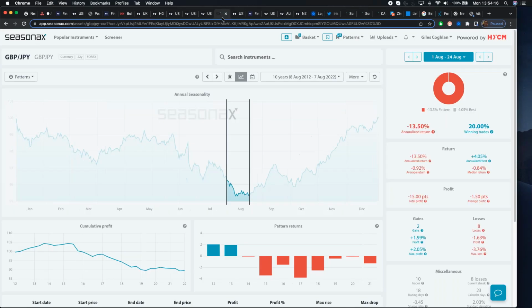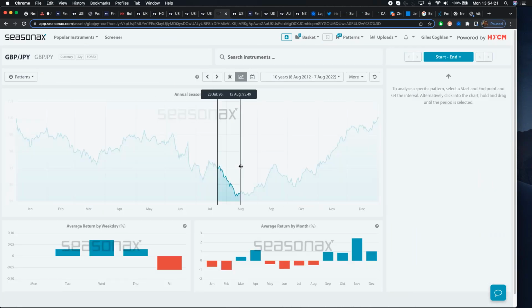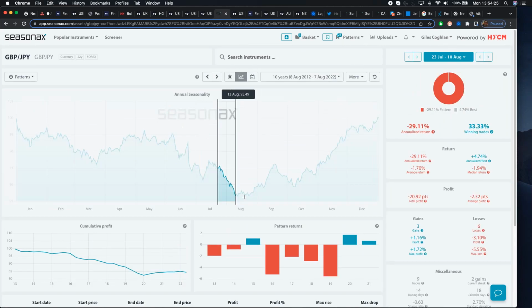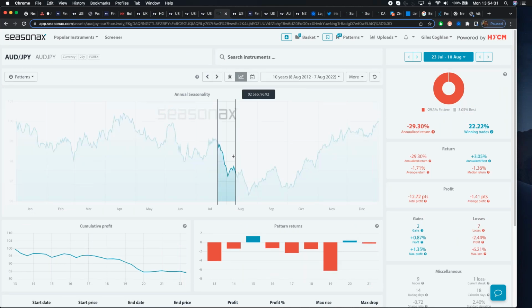Now, if you also notice the yen, you can see that the yen tends to see a period of seasonal strength around this time of the year. It's very strong, this yen seasonal strength. It's the same across yen pairs. You generally see yen strength around this time of the year.